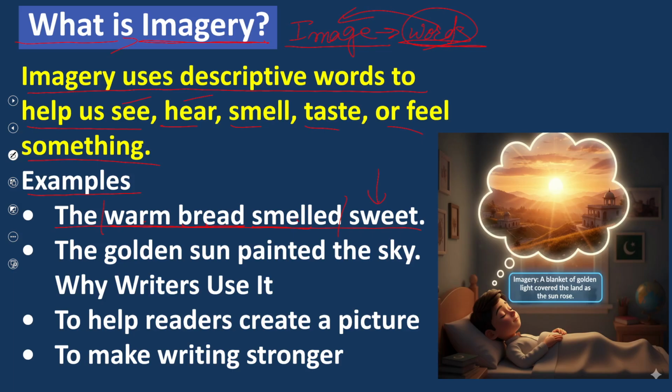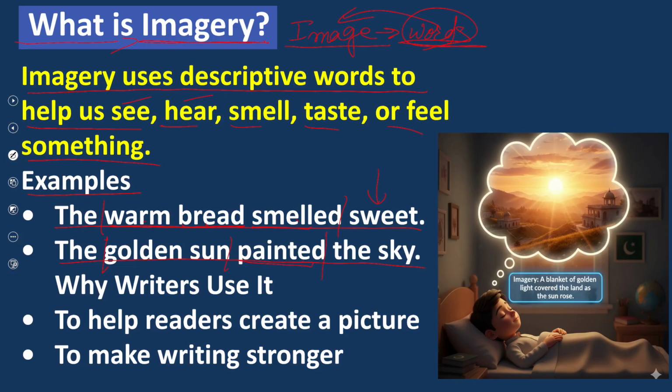Yes, these three words develop the sense of taste in this sentence. That's why these three words create an image in our mind, making us feel some taste. The golden sun painted the sky.